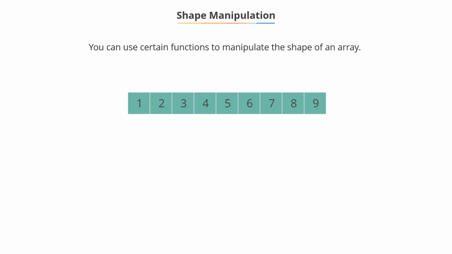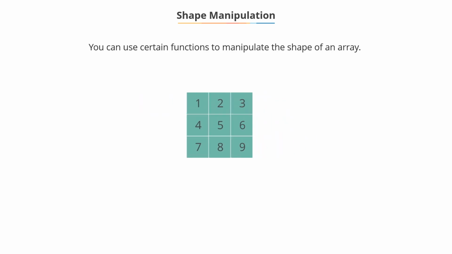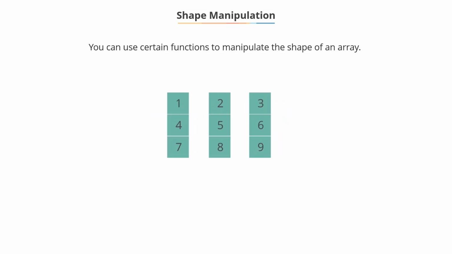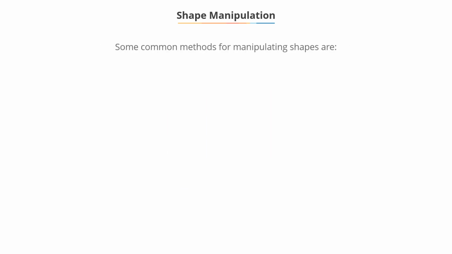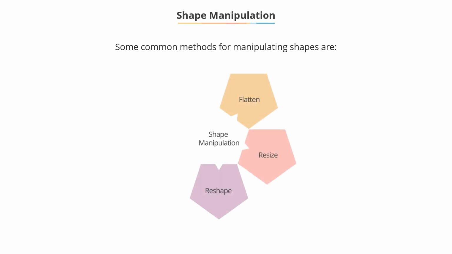The shape of a basic array can be changed according to the requirement using NumPy library functions. These array shape manipulation methods really come in handy during the data wrangling phase and are used extensively by data scientists. Following are some common methods for manipulating shapes: flatten, resize, reshape, stack, split. Let's look at each in the following screens.